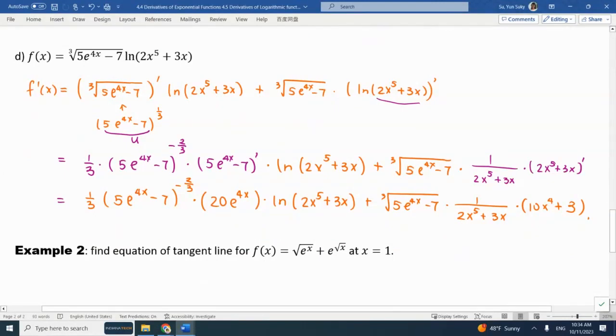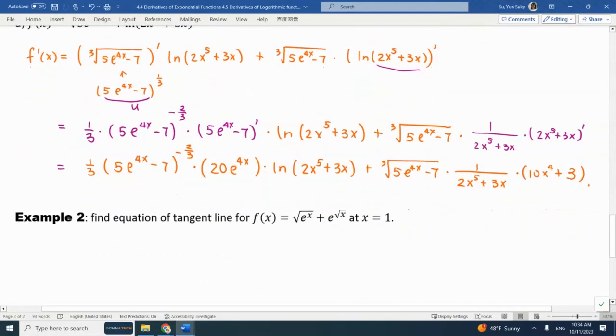Example 2. We want to find the equation of the tangent line for f of x equals the square root of e to the x plus e to the square root of x. Okay? We need to take the derivative. Okay, let's see. Let's put this in the standard form. So the square root is what? It's like this thing to the 1/2. Do you agree? And plus e to the square root of x is x to the 1/2. Right, everybody?